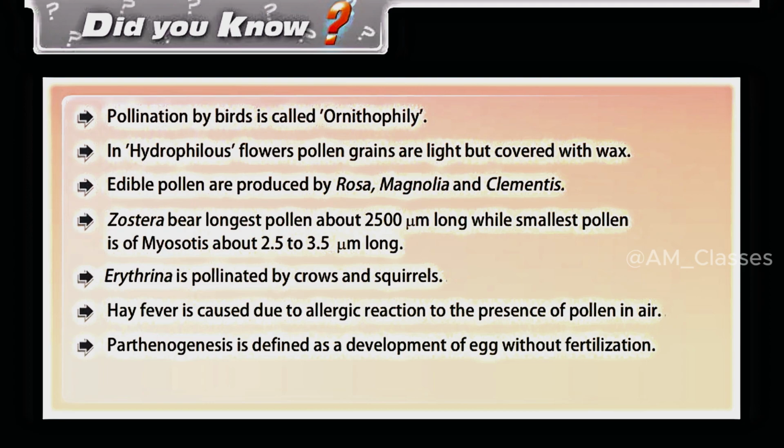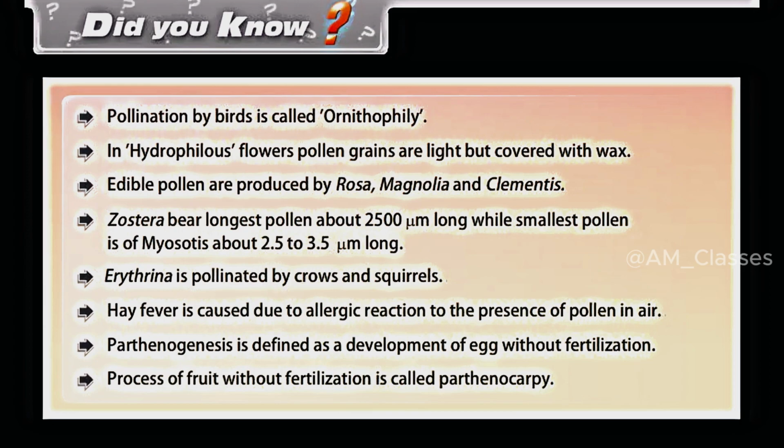Parthenogenesis is defined as a development of egg without fertilization. Process of fruit formation without fertilization is called parthenocarpy.